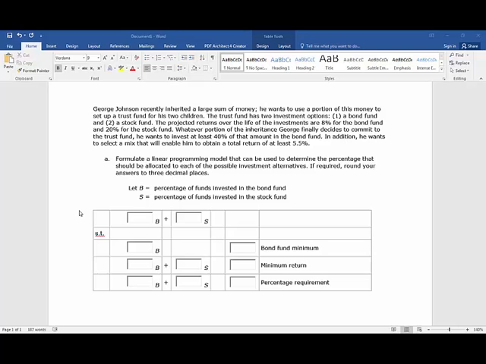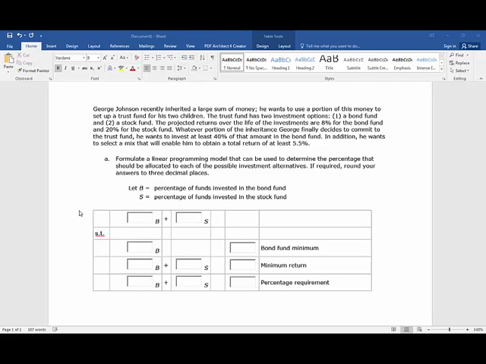In addition, he wants to select a mix that will enable him to attain a total return of at least 5.5%. Then part A says, formulate a linear programming model that can be used to determine the percentage that should be allocated for each possible investment alternative. If required, round your answers to 3 decimal places.